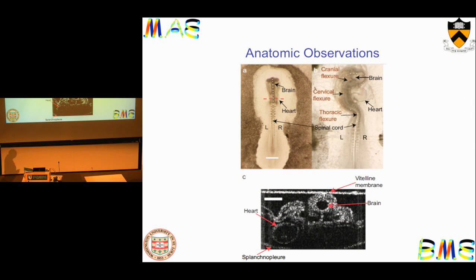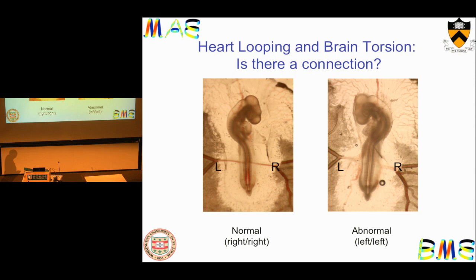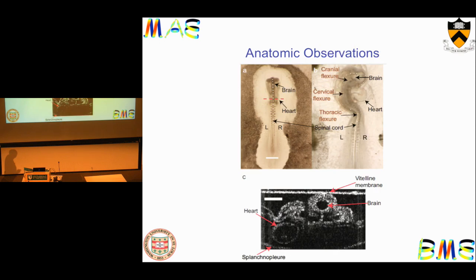And this is the heart. And there's another membrane right beneath the heart called the splanchnopleure, or SPL. And the brain bends. The bending of the brain is also termed flexure. There are several flexures. In between the forebrain and midbrain, there's the cranial flexure. And around the hindbrain and the spinal cord, there's the cervical flexure.